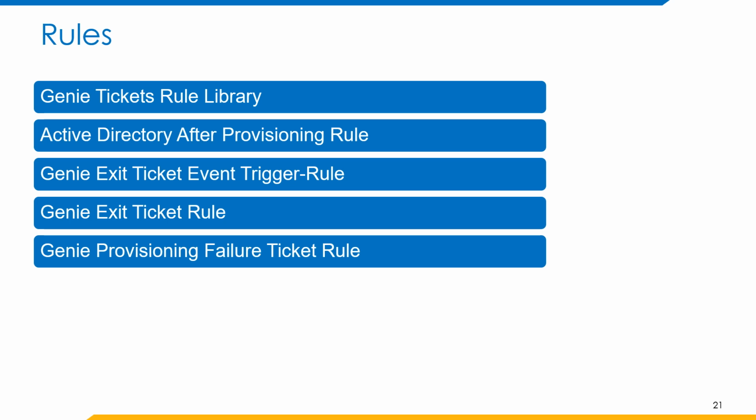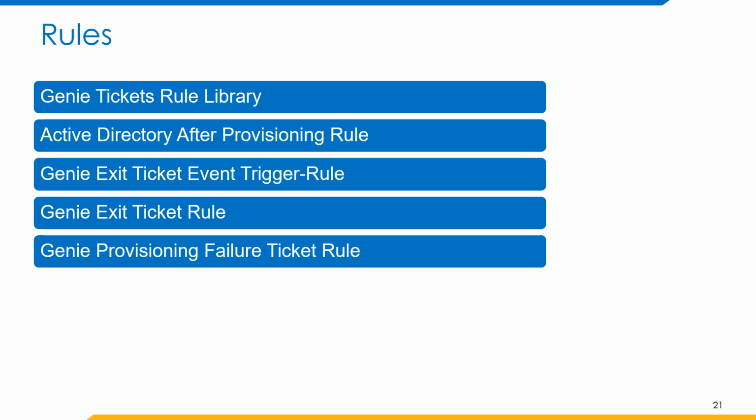The next rule is Genie exit ticket event trigger rule. This is a lifecycle event trigger rule. This rule checks for the condition if the last working day of the identity is less than a week away. If the condition is satisfied for an identity, then a lifecycle event called Genie termination ticket event will trigger, which in turn triggers the workflow called Genie termination ticket workflow. In this workflow, we will make an API call of create a work order API to create an exit ticket for the leaving identity.